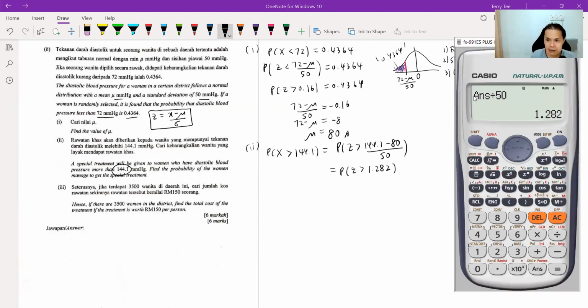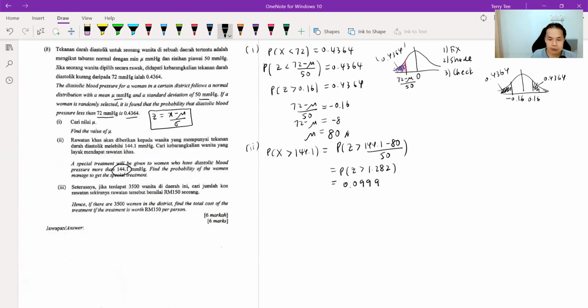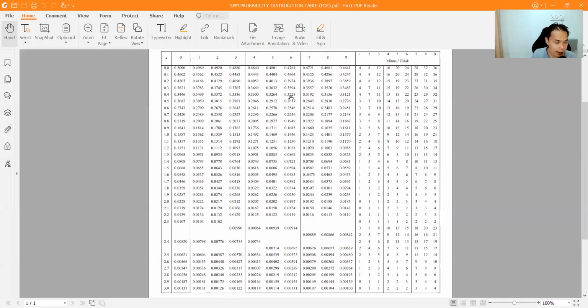You can use your calculator. If you have this calculator, you press mode first, press 3 for stats, press AC, press Shift 1 for stats, press 5 for distribution, press 3 for R. Remember, for the calculator, you use R. 1.282. There you go, 0.0999. It's a bit small. Now, if you don't want to use the calculator, you can use the table too, but it's a bit slow. 1.282.